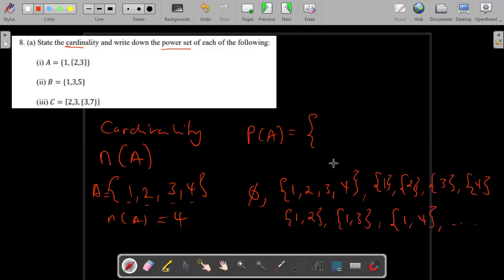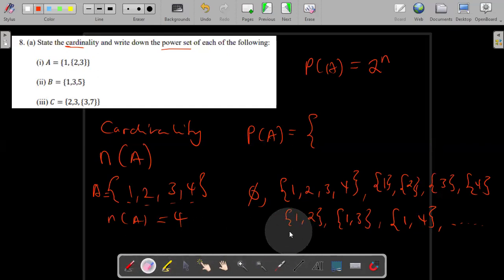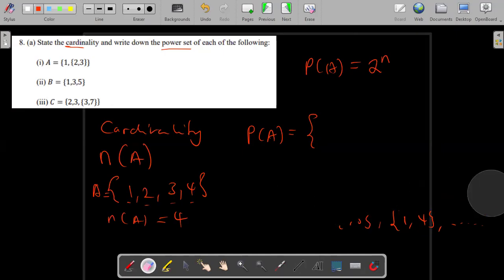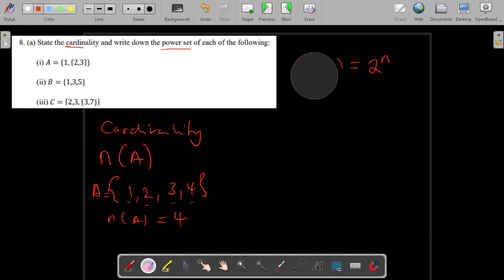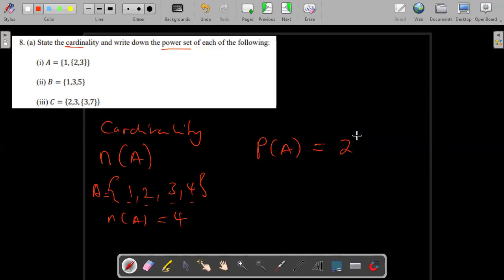You can list them out like this, but they are given by a formula where you just say the power set of A is going to be equal to 2 raised to the power n, where n is the cardinality, which is the number of elements that are there. So what is the power set of this set here that I listed? So P(A) is equal to 2 to the power n.